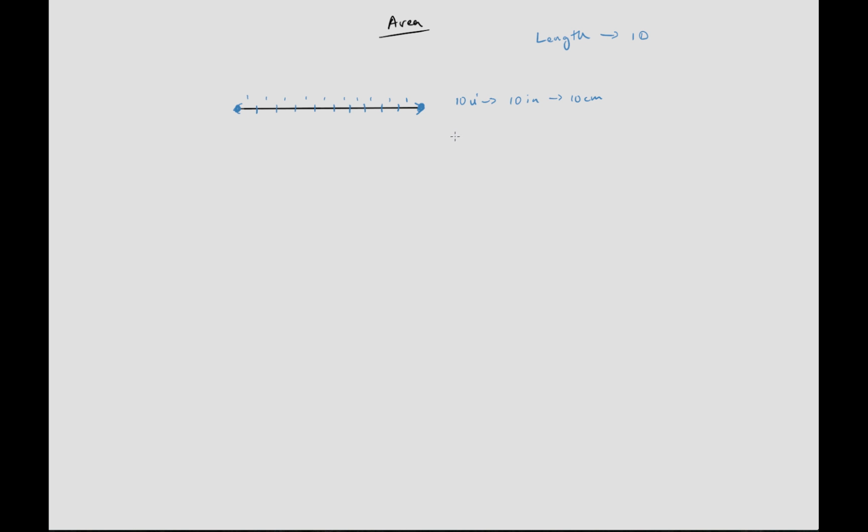What we can then do is up the ante, or just change it up and go to area. And you might be able to guess, if length is one dimension, now we're going to add a second dimension. So instead of just being able to go to the left and to the right, I'm going to be able to go up and down. Okay, and this is where we start talking about area. So instead of just counting these lengths, we're going to count how many squares there are.